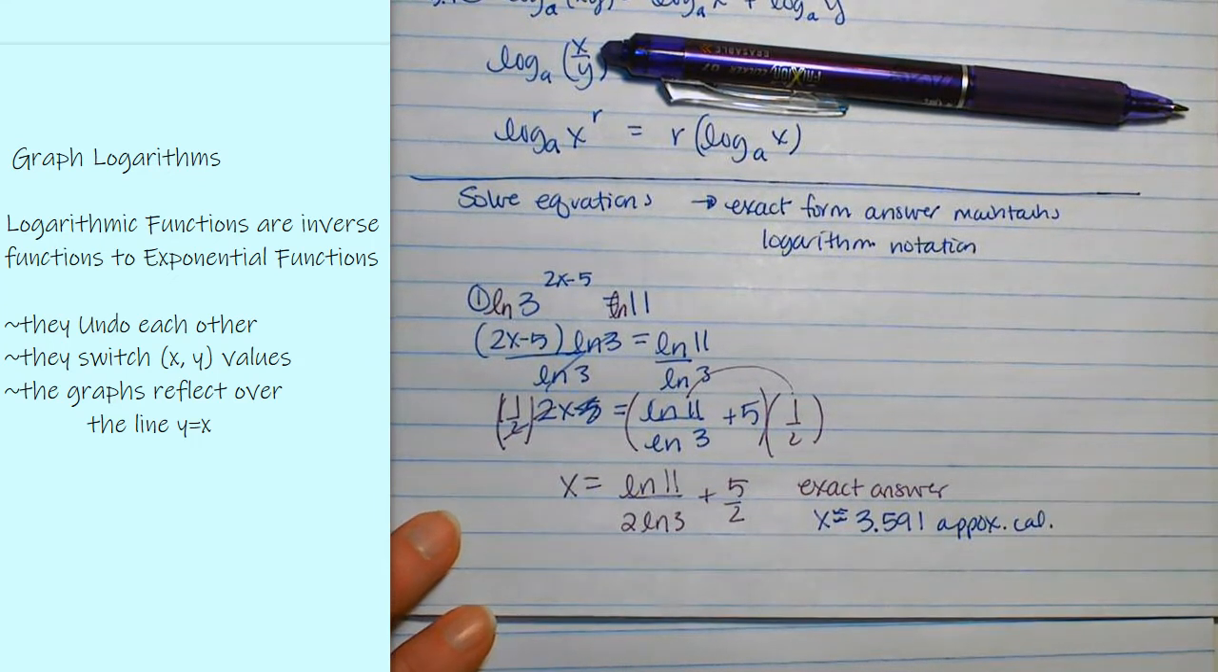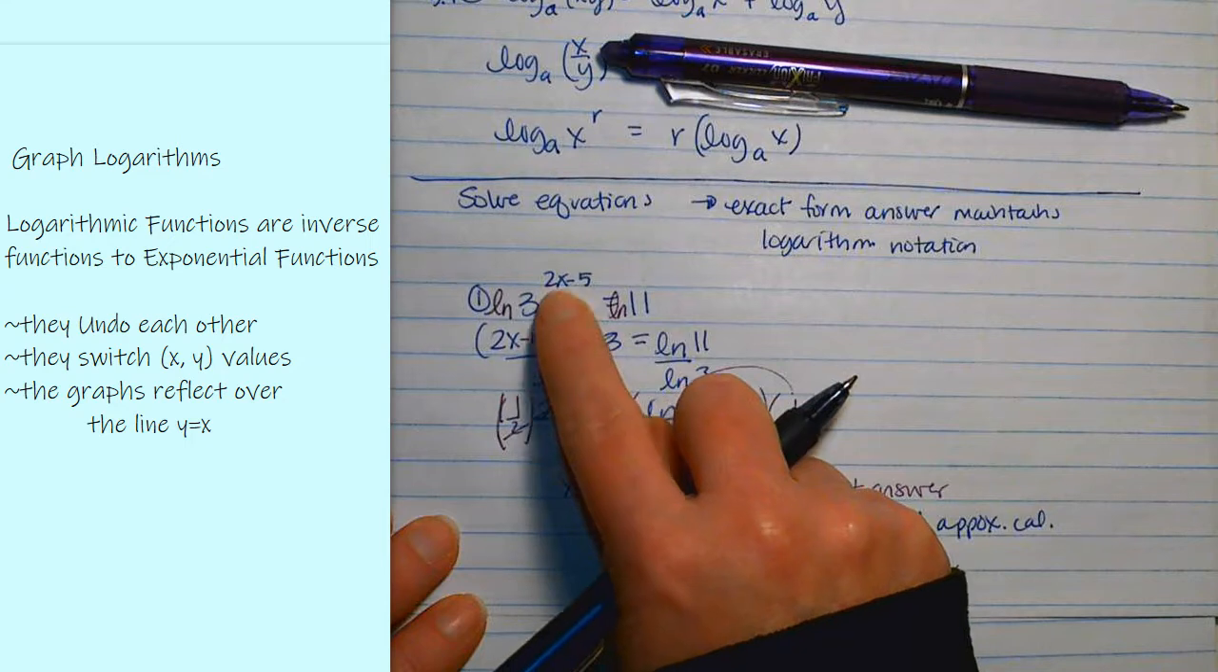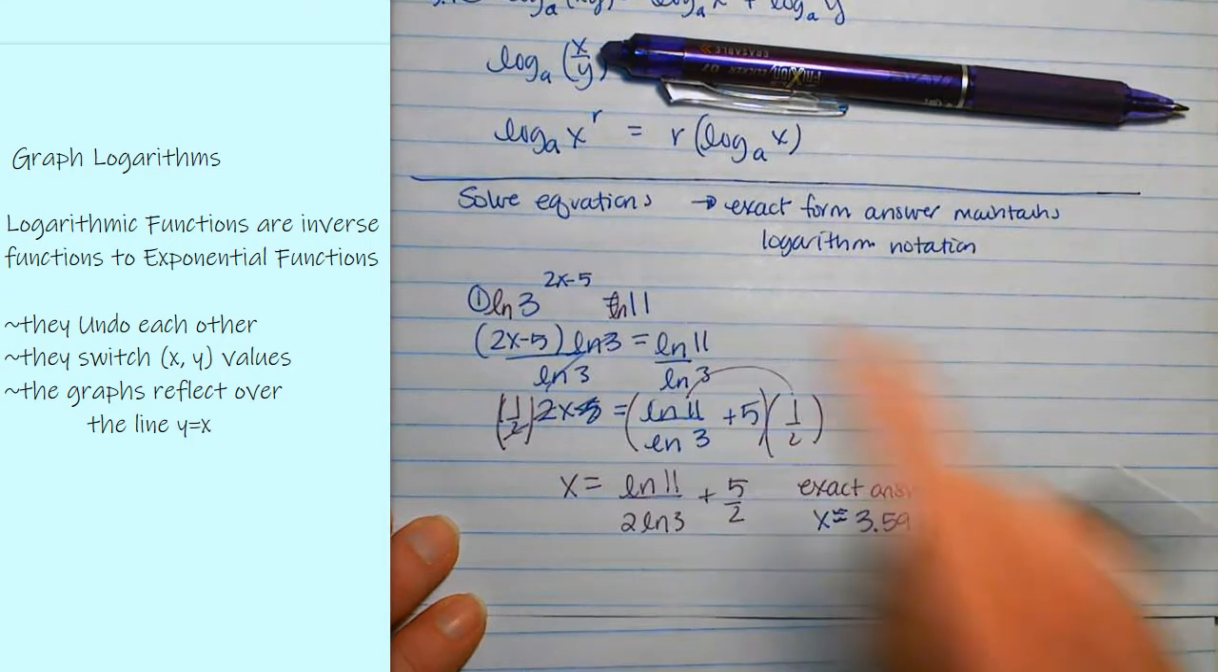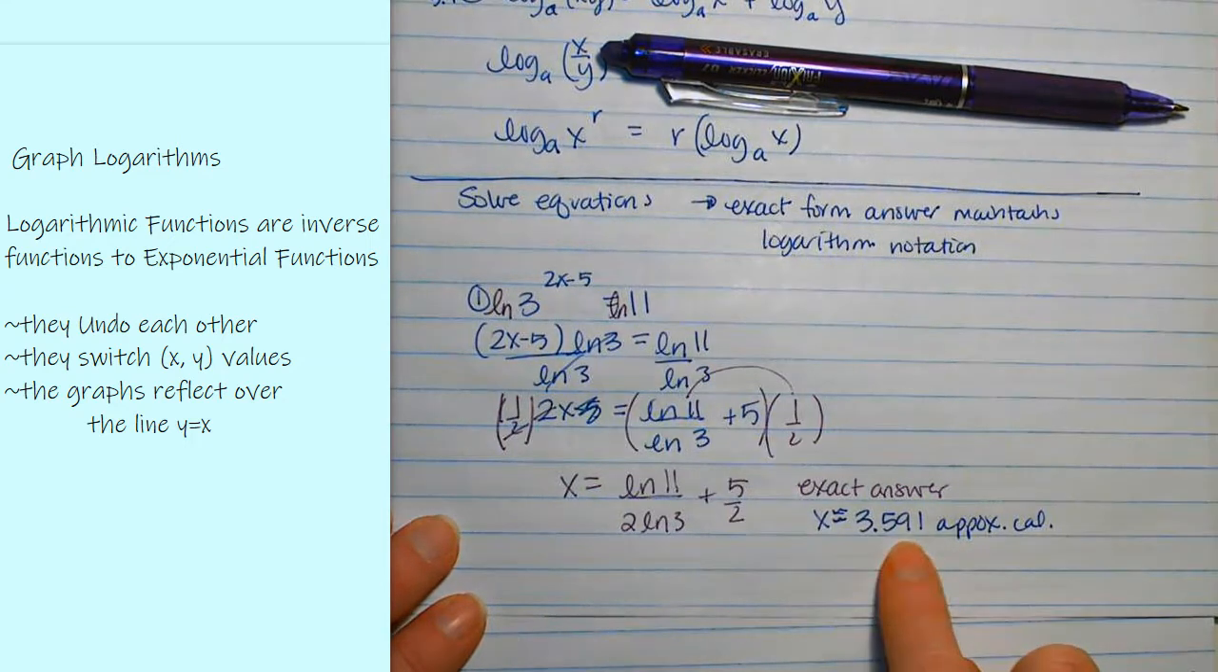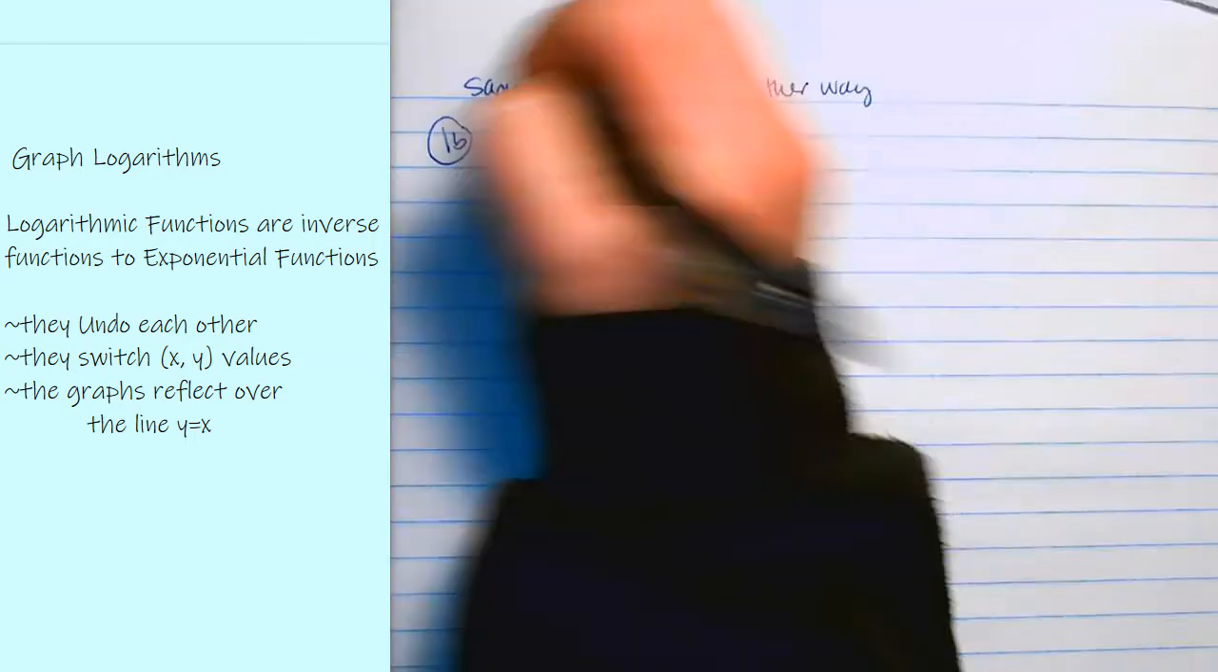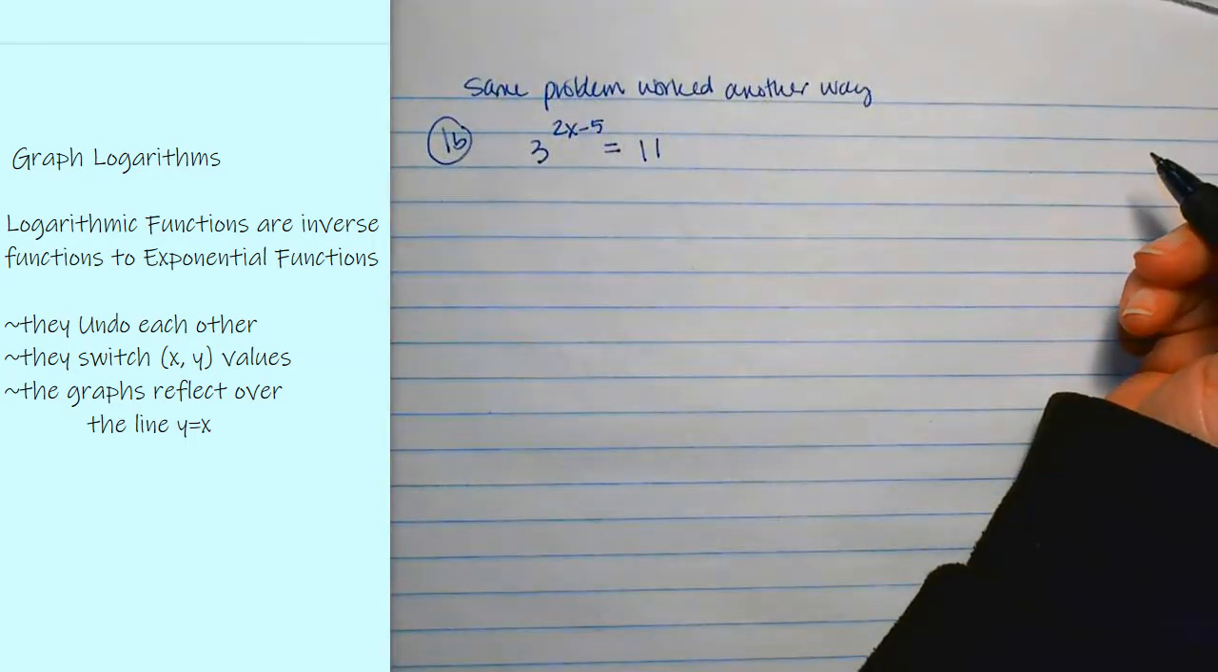You could confirm that with a graph. You could graph 3 to the 2x minus 5 equals 11 and find out where they intersect. They would intersect at the x value 3.591. There's another way to work this exact same problem.